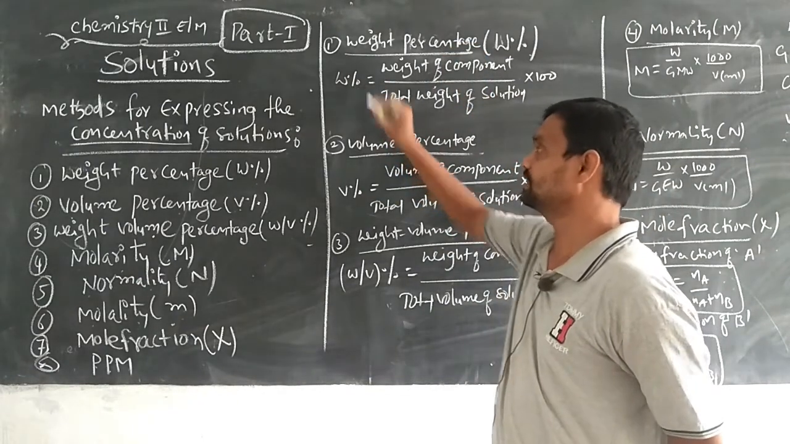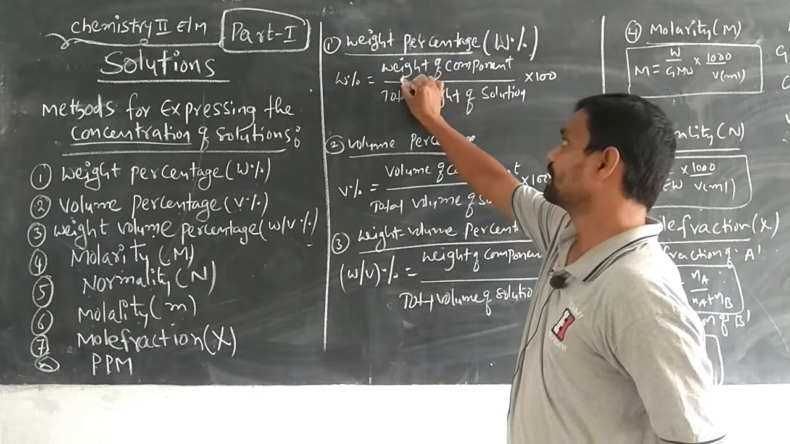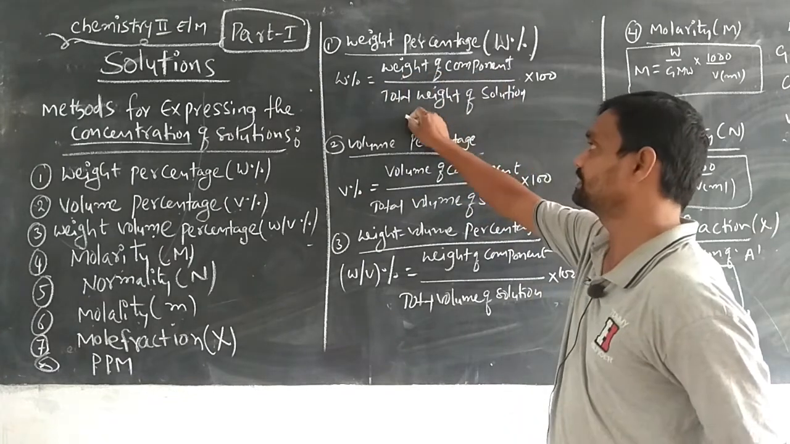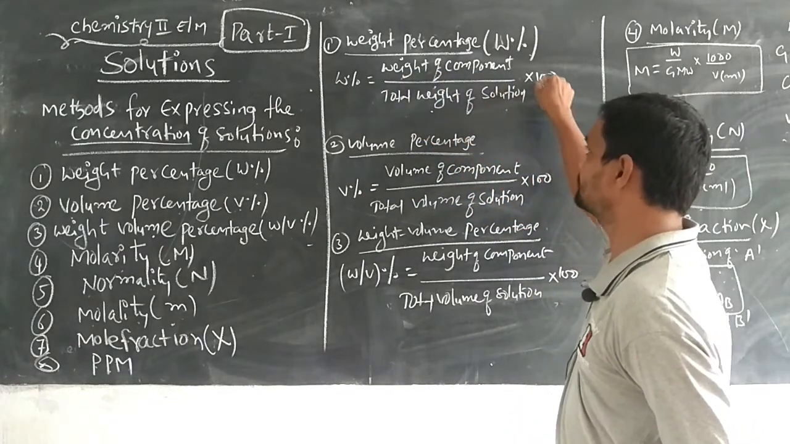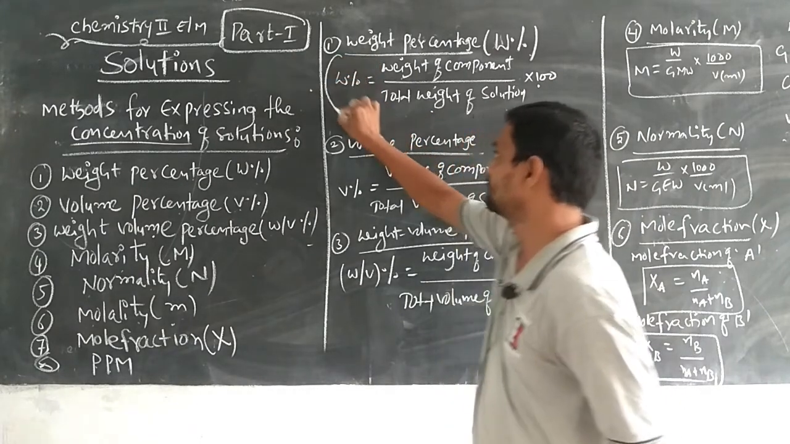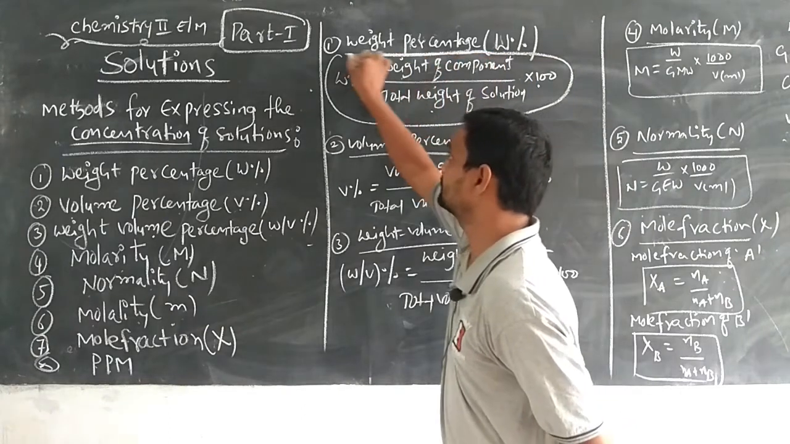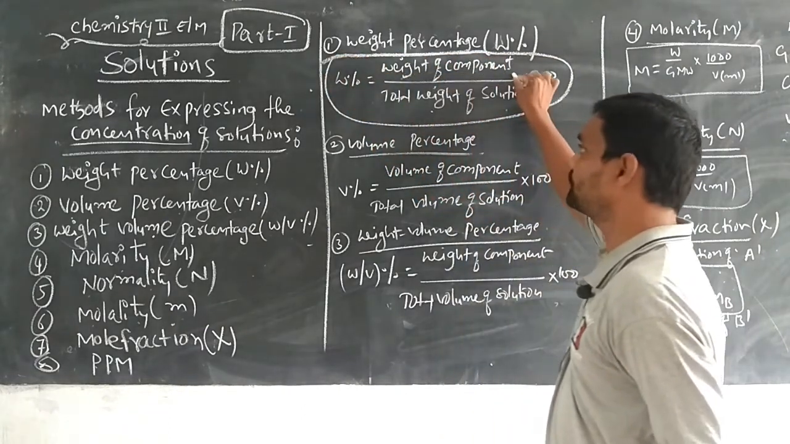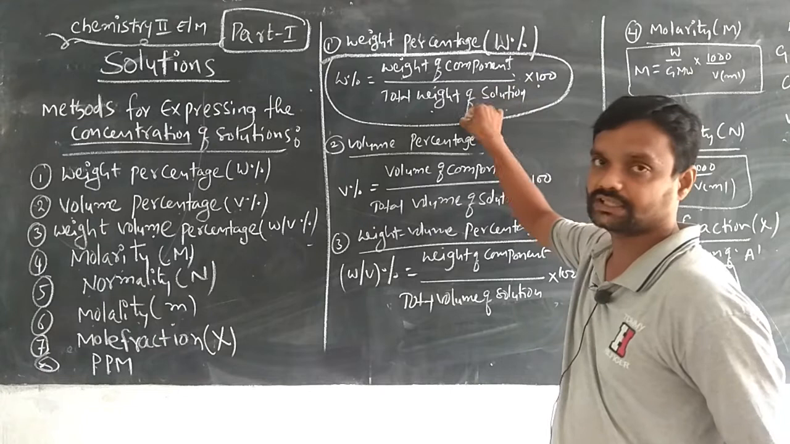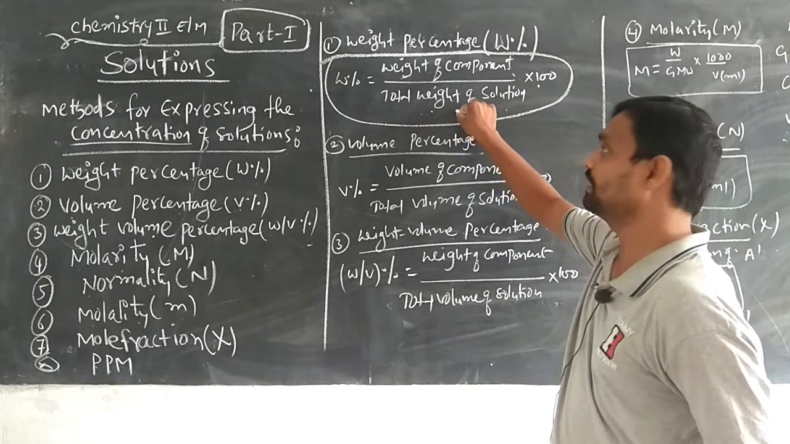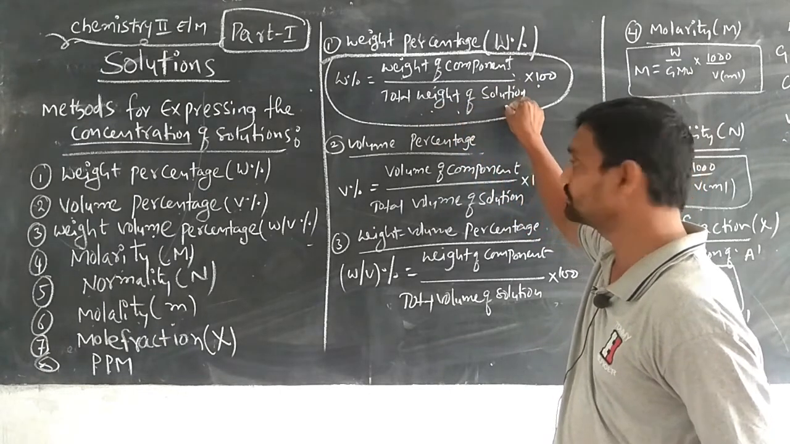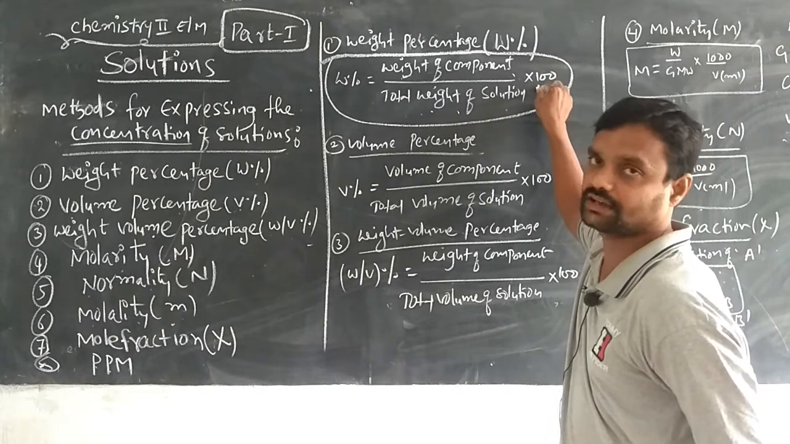The weight percentage is equal to the weight of the component divided by the total weight of the solution, multiplied by 100. So we get the weight percentage. Weight percentage means the weight of the component divided by the total weight of all components in the solution, multiplied by 100.